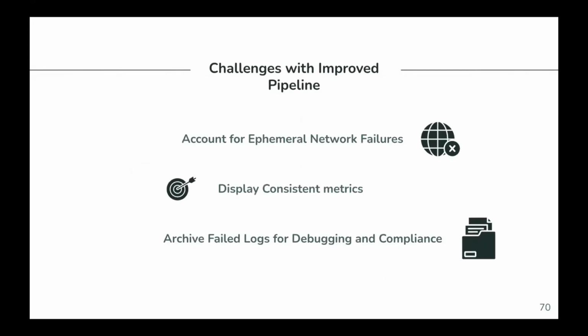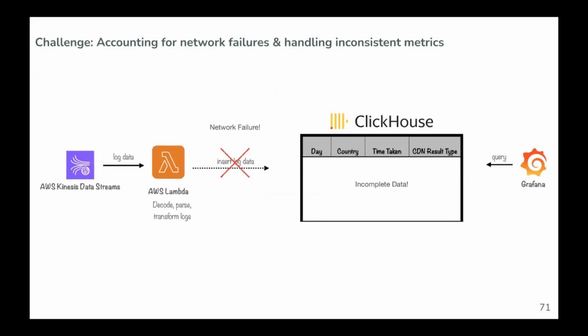While building a custom transformer shipper brought several advantages, it also introduced new challenges. Particularly, we needed to account for ephemeral network failures, display consistent metrics, and archive failed logs for debugging and compliance. In our prototype, Firehose handled failed logs for us. It routed any batches of logs that failed to be delivered to the database to an S3 bucket for storage. Because we had replaced Firehose with Lambda, we needed to implement similar functionality ourselves. This means we needed a way to route failed logs to S3.